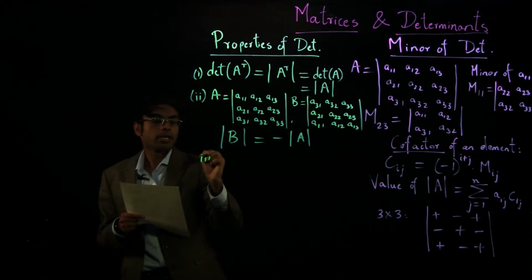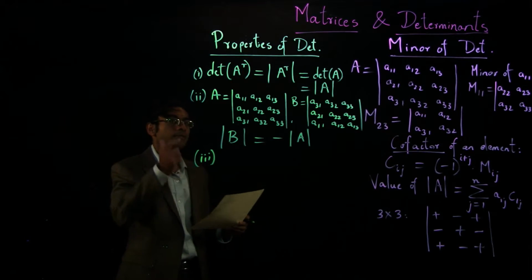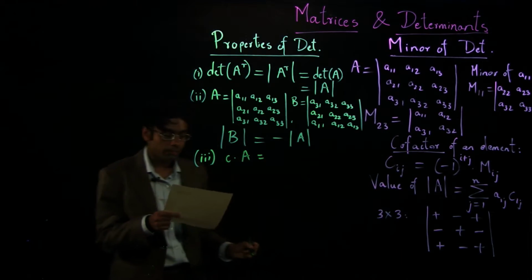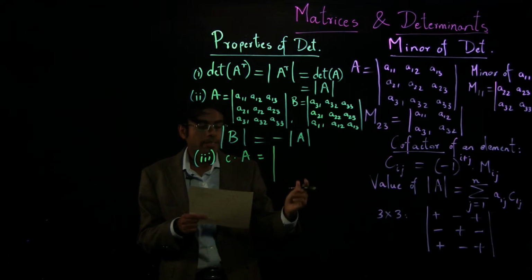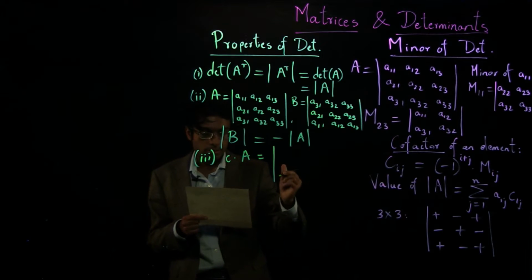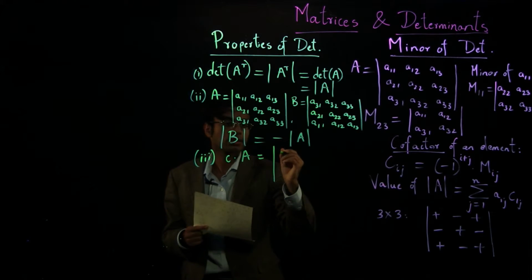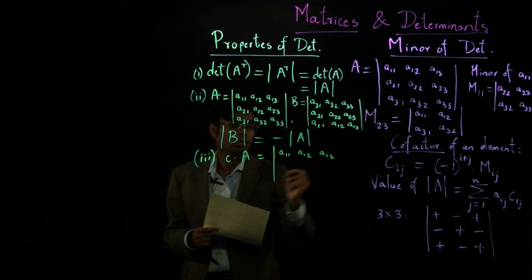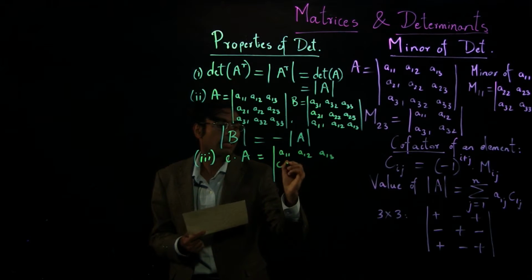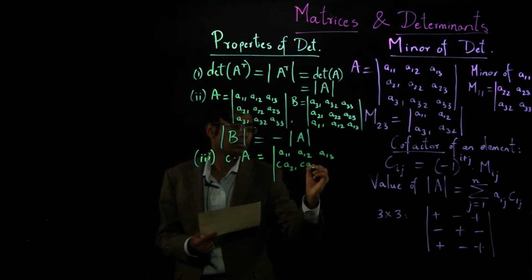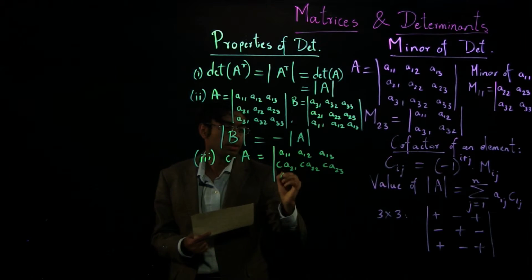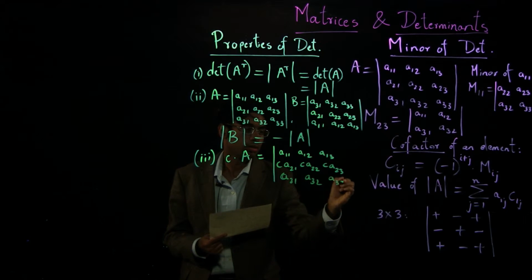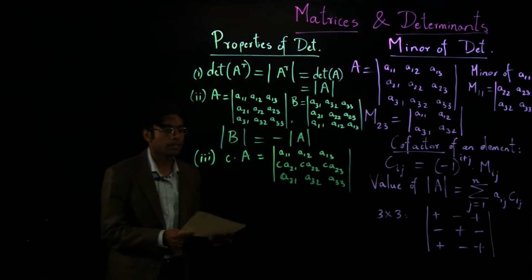The third property that we need to look at is scalar multiplication. So what happens if you multiply a determinant by a scalar? C times A has the same effect as multiplying any one row or any one column by a scalar. So let's say A is a 3 by 3 matrix, A11, A12, A13, and you can multiply, let's say, the second row by this scalar, 2, 3, and the third row remains the same, 3, 1, A32. Or you could multiply any column by that scalar.